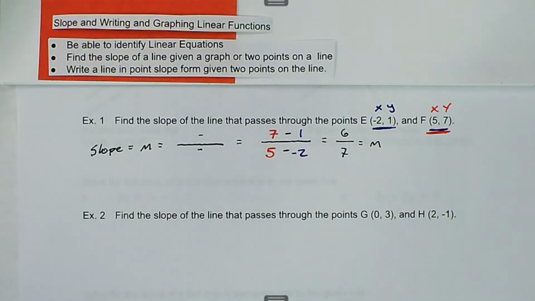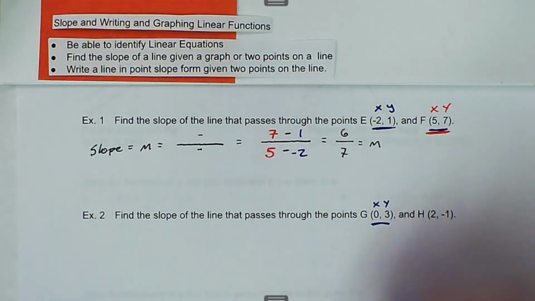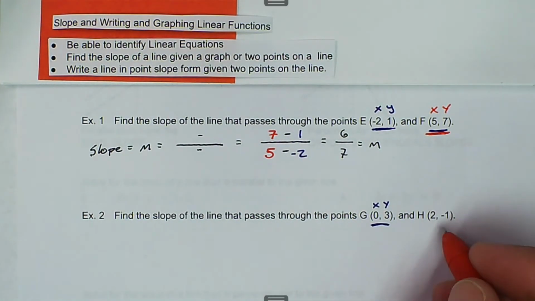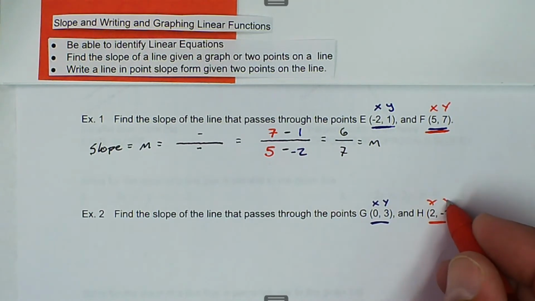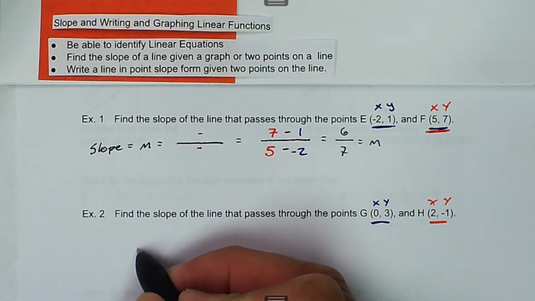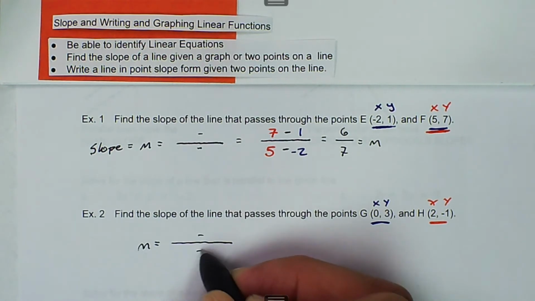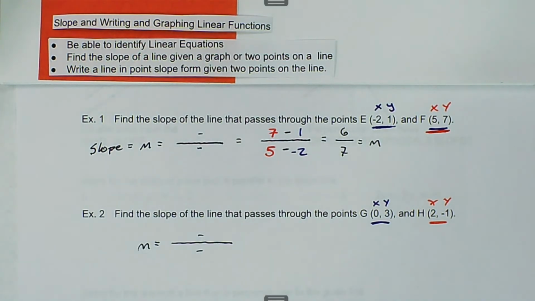The next one we have is find the slope of the line that passes through the points of G (0,3) and H (2,-1). And I want to be able to do the same thing. So I'm going to have an X and a Y, and then we'll have an X and a Y. So I'm always going to start with the same equation or the same setup, M equals, and I'm going to put down my negative signs before I start to make sure I remember to put those in.